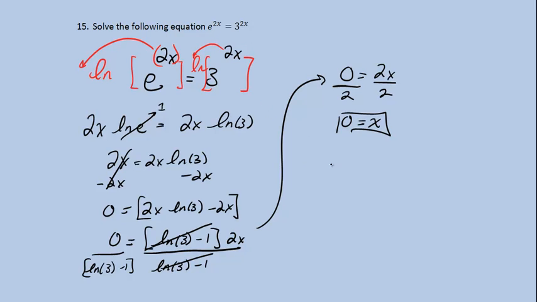And again, we can plug this in and check ourselves. This would be e to the 2 times 0 would have to equal 3 to the 2 times 0. e to the 2 times 0 is really e to the 0 equals 3 to the 0. e to the 0 is 1. That equals 3 to the 0, which is also 1. 1 equals 1, so we know we have the right answer.